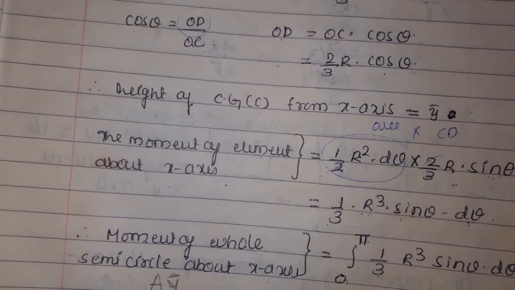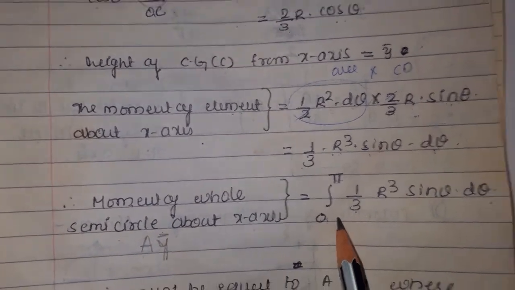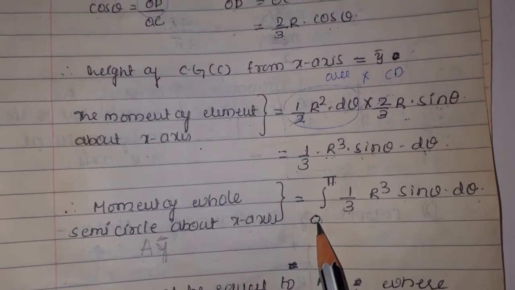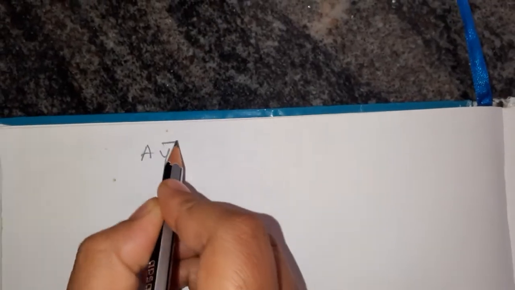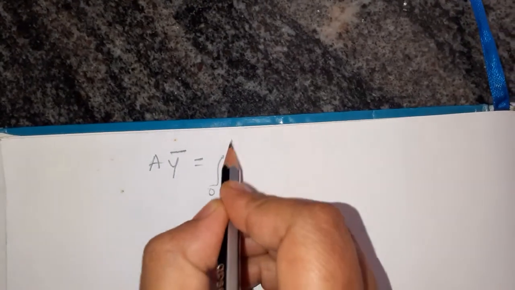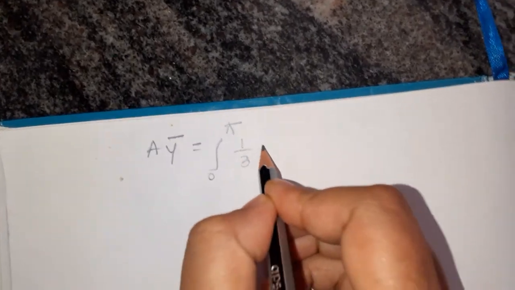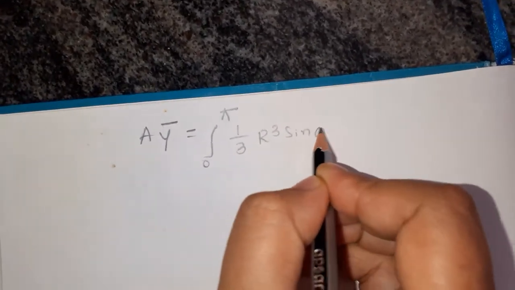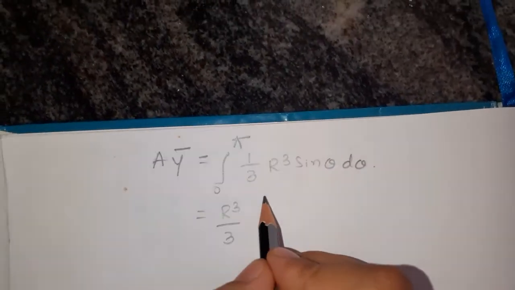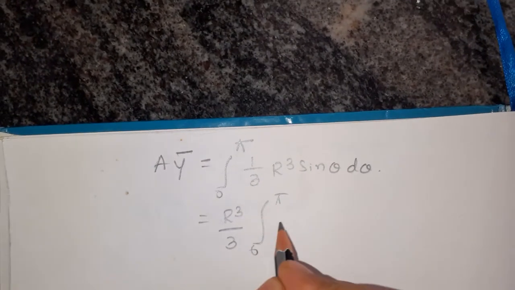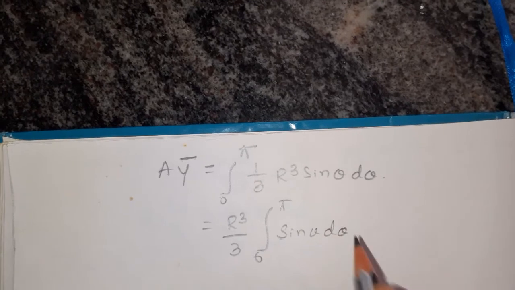Now A into y bar is equal to this value, so you need to simplify this. A into y bar is equal to the integral from 0 to pi of 1/3 of r cube sine theta into d theta. So take r cube by 3 outside, and the integral from 0 to pi of sine theta into d theta.